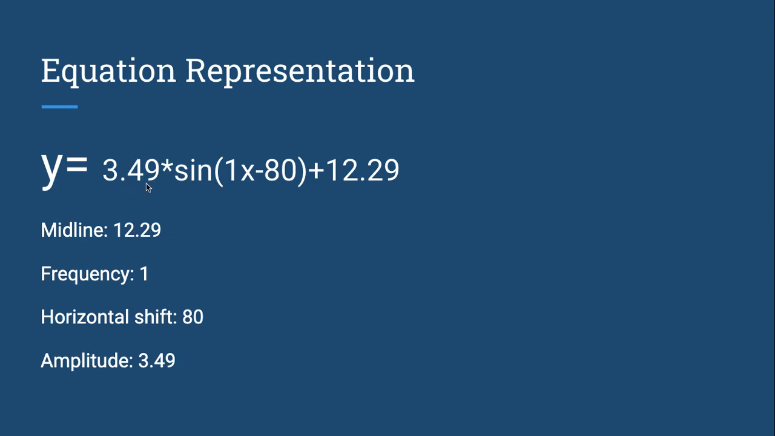12.19 is the midline for Eugene. The frequency, like I said before, is 1 because there is only one cycle every 365 days. Horizontal shift is 80 because that's when spring starts for Oregon, day 80, March 21st. The amplitude in Oregon is 3.49, which means less daylight, which supports the fact that Oregon experiences very little daylight for most of the year.